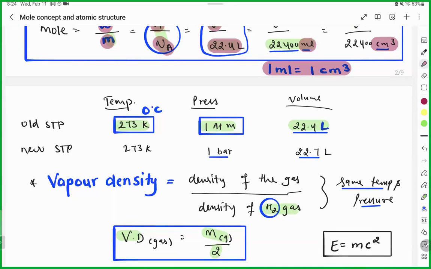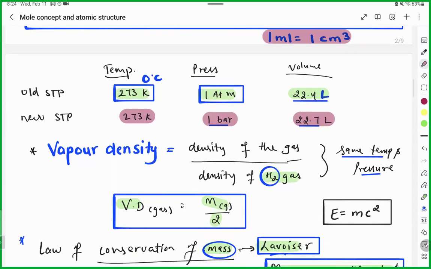What is standard temperature and pressure? Standard temperature 0 degree Celsius, standard pressure 1 bar. And nowadays we use this. But still, for most calculations, you can still use 22.4 liter, depending upon what is given. Vapor density: given mass of any gas divided by 2. Why 2? Because we are using hydrogen.